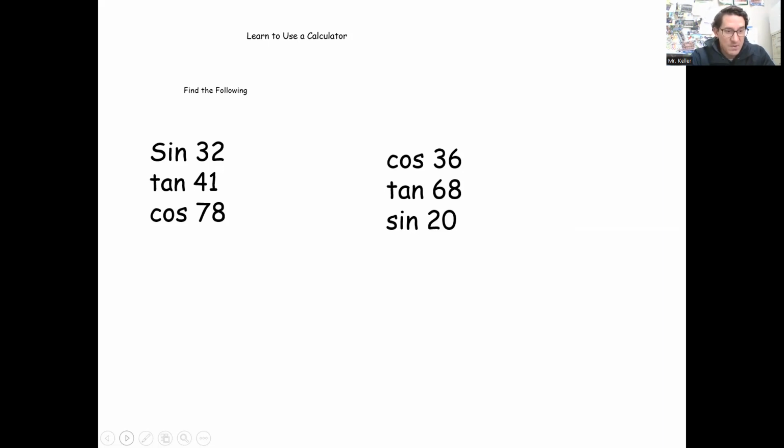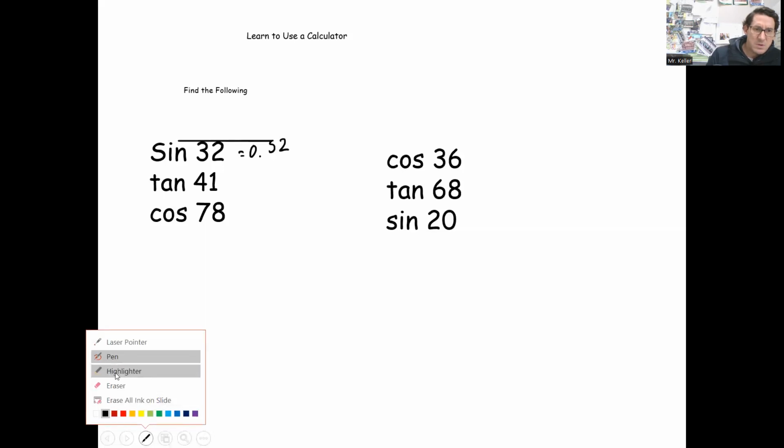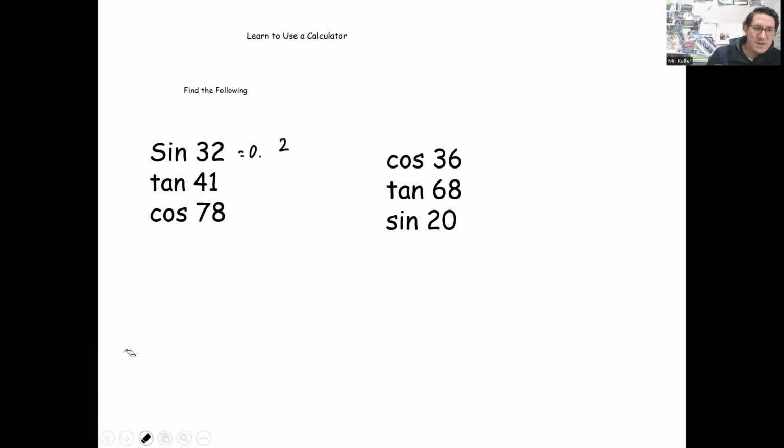So if we're going to put in sine of 32, that is 0.52. We don't typically need to go this far, but I'm going to do that anyway, 0.5299. Try that on your calculator. If you're not getting 0.5299, you're not in degrees. Like tangent of 41. Tangent of 41 is 0.869. Make sure you're getting those values, because if you're not, you're not in degrees. If you need help with that, I can help you out in class.